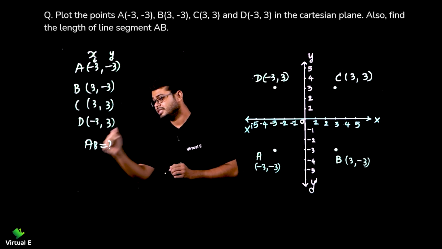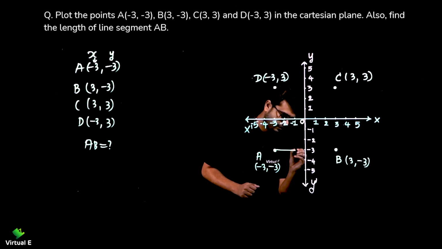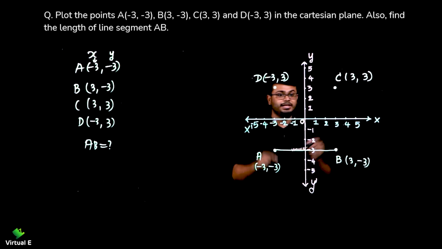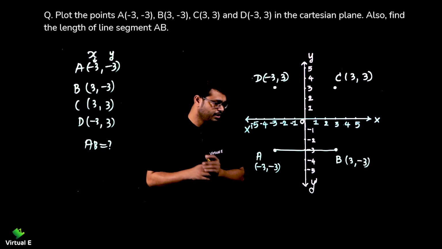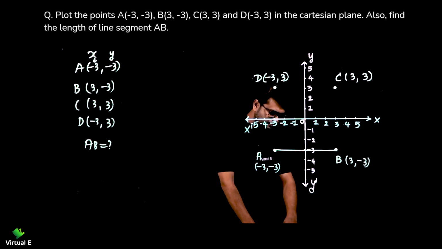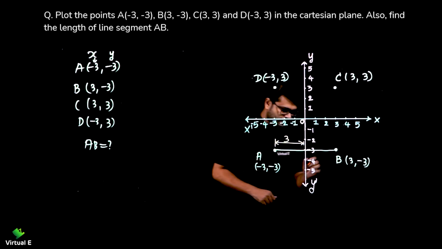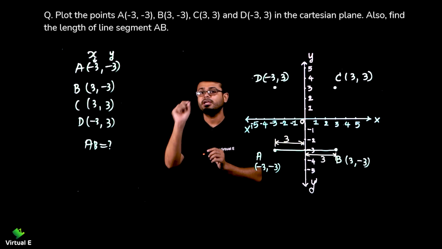And let's see, we need to find the AB. So let's join the AB. What will be the length of AB that we want to find? Right? And even if you join the rest, you are going to get a square, I believe. Okay. Now see how to find the length of AB. Very interesting question. We know that this distance is of what? 3. Right? Same goes here. This distance is of what? 3. Right? I'm talking about the distance.